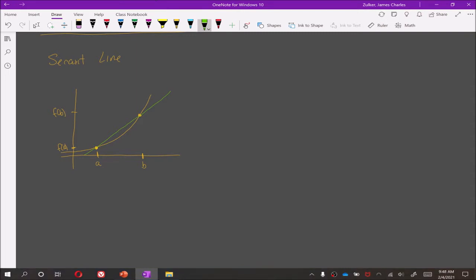Now what I'm going to do is change this from B to X. Then this will become f of X up here. So also recall the slope of a line is given by m equals rise over run, which is delta y over delta x. So the slope of this secant line right here would be m equals f of x minus f of a over x minus a.